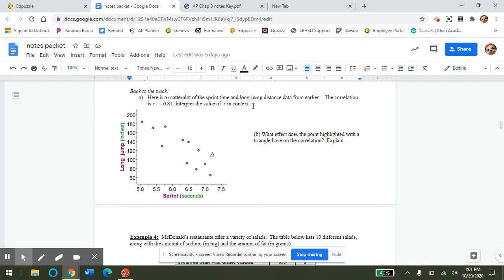B is now where we start applying more than what you learned in Algebra 1 or Pre-Cal when you learned linear regression. What effect does the point highlighted with a triangle have on the correlation? Explain. So what does this triangle do? Does it make your correlation coefficient stronger, or does it make your correlation coefficient weaker? Hopefully you said weaker, because it's farther away from the pattern of the line. If you had a line here, this triangle is away from the line. The farther away it is, the weaker it makes your correlation coefficient. So it would make it weaker.